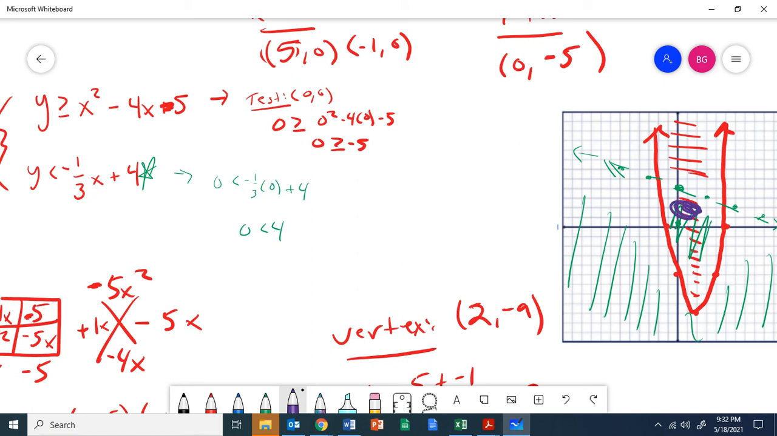So the part that's unique about this is the two parts that got shaded twice, okay, those are the solutions to this system. So in this case, it's inside the parabola, but it's underneath our line. So it's this entire purple area, but also the points on the parabola that are below the line as well.